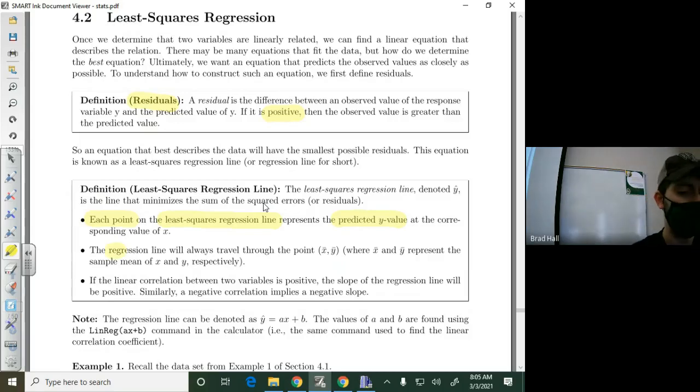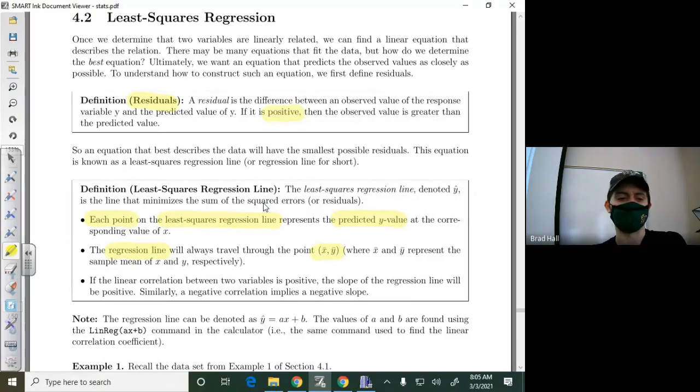This line will travel through the mean of X and the mean of Y as an ordered pair. That's another important point in general. The regression line always travels through the mean of the X variable and the mean of the Y variable. We can always find the mean corresponding to quantitative variables, and so this line will at least always go through that mean.